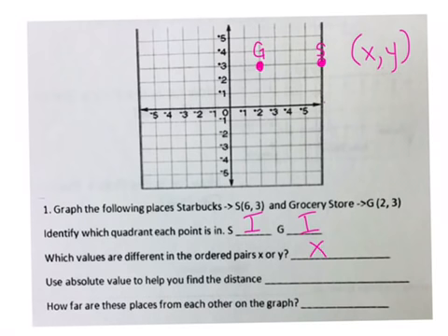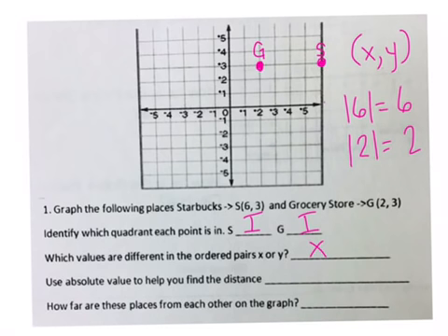Okay, now it says I'm going to use the absolute value to help find the distance. What does that even mean? So I'm going to look at the absolute value of those two numbers that are different. And so I have the absolute value of 6, and the absolute value of 2. Okay, the absolute value of 6 is positive 6. The absolute value of 2 is positive 2.